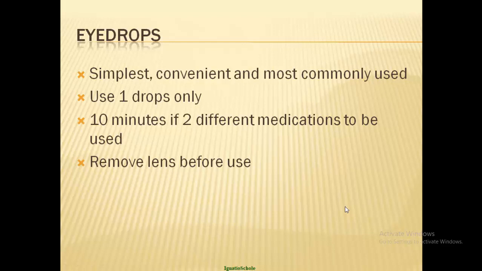Some basic facts about eye drops. They are the simplest, most convenient and most commonly used drugs in ophthalmology. Only one drop is used because 5/6 of the drop actually goes to waste, because the conjunctival capacity is only 1/6 of a drop. And if you have to use two medicines, a 10-minute gap is recommended. And if you wear intraocular lens, the intraocular lens must be removed before the use of the drugs.